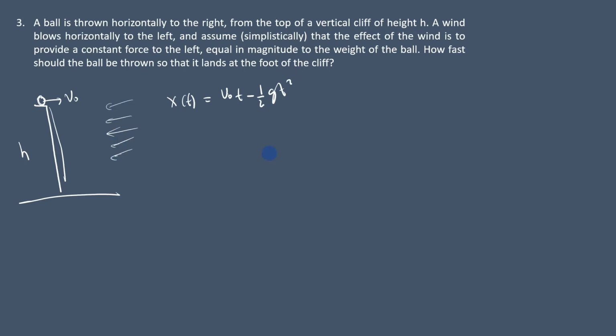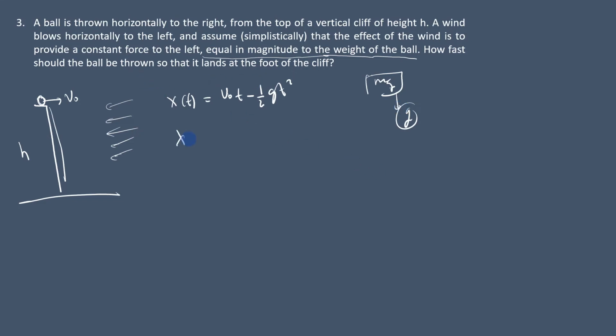So there is acceleration, or deceleration, directed to the left, and the value of the acceleration is minus g. That is explained by a wind that blows horizontally to the left. Assume, simplistically, that the effect of the wind is to provide a constant force to the left equal in magnitude to the weight of the ball. The weight of the ball is mg, so the acceleration from the wind is also g, and we get the equation like this.